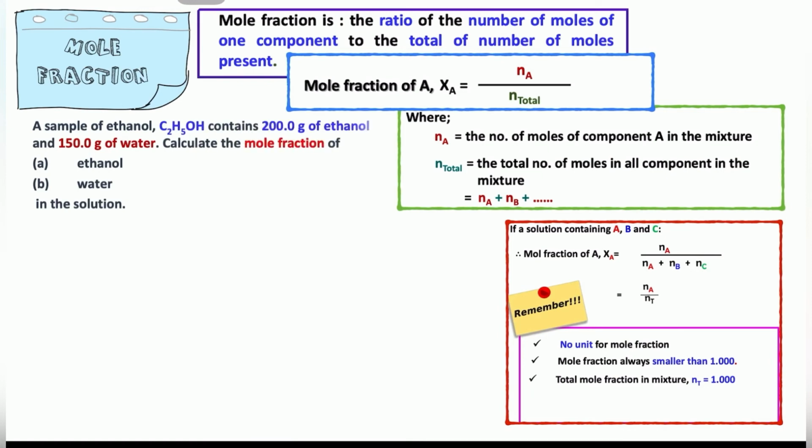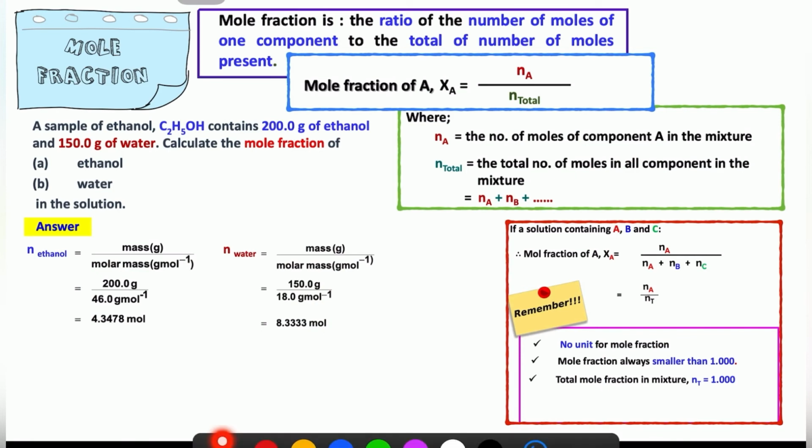So let's see the example. A sample of ethanol contains 200 grams of ethanol and 150 grams of water. Calculate the mole fractions of the ethanol and water. So here there are two components, ethanol and water. To get the mole fractions, because it gives you the mass, you need to find the mole for both components. So this is the mole for the ethanol and this is the mole for the water.